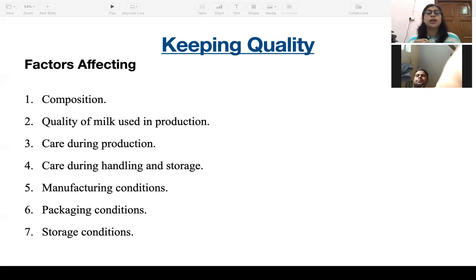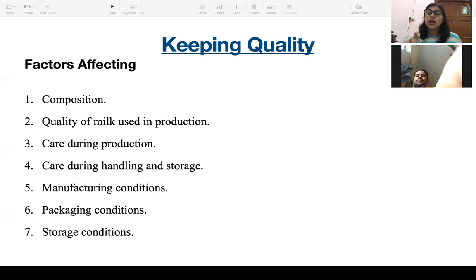So as I had stated earlier, the milk powder produced can never be of a better quality than the milk used in its production. So we should always aim at using high quality milk for good quality milk powder. Then the next point is care during production. Proper amount of hygienic care and other manufacturing details should be taken into consideration while producing the milk powder.